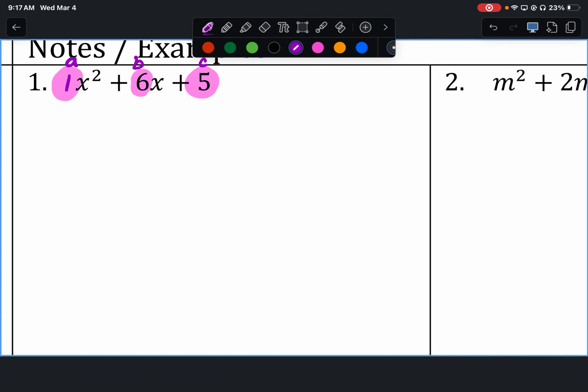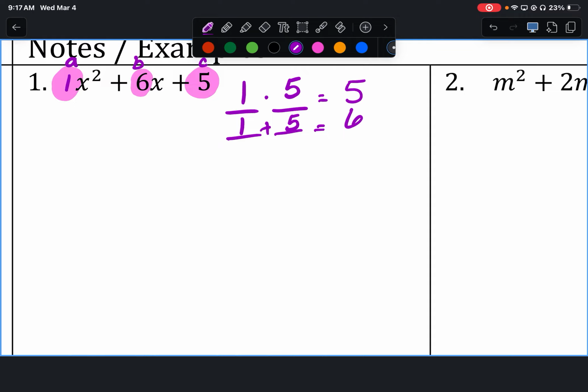Okay, so we do the same exact thing. What multiplies to give us A times C? What is A times C? 5. And what adds to give us our B? What is our B term? So what multiplies to give us 5 but adds to give us 6? 1 and 5.